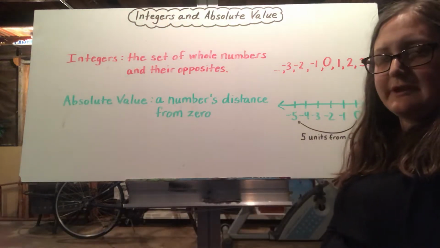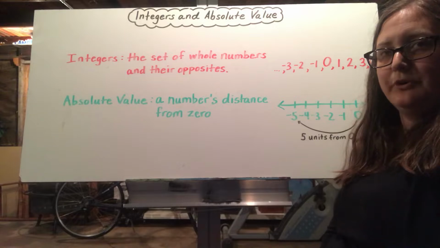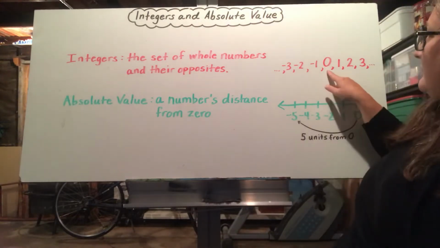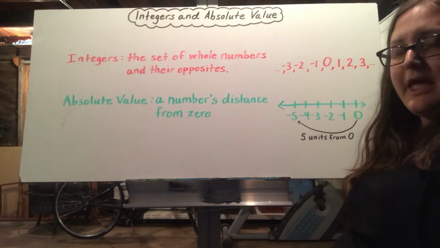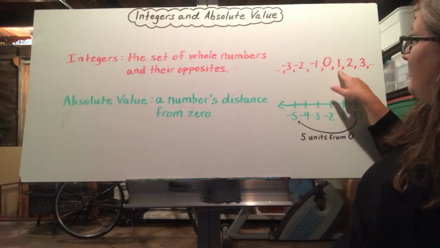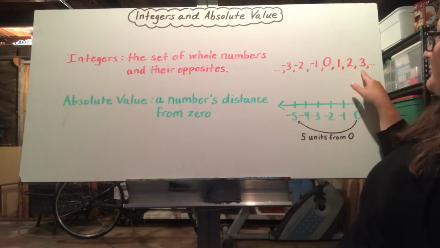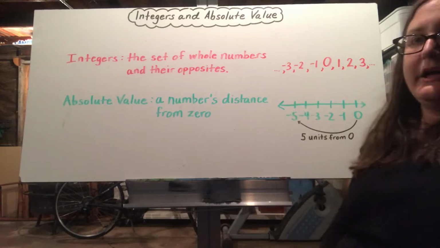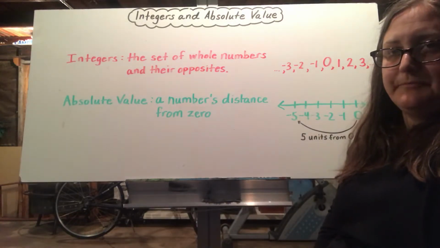This is integers and absolute value. Integers are any numbers that are part of the whole number set, like 0, 1, 2, and 3, and so on. And they have opposites. So 0 is its own opposite, 1's opposite is -1, 2's opposite is -2, 3's opposite is -3, and so on. Those numbers are our integers.